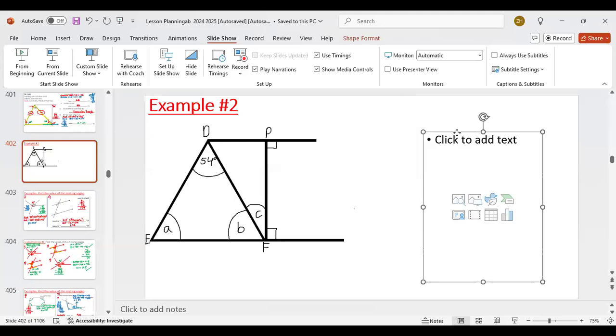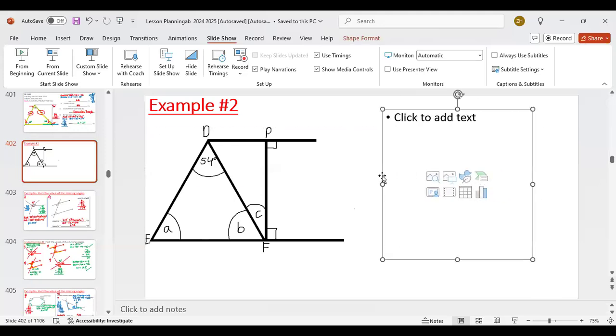First question number 1 says, write this down for me, please. It says, calculate the size of angle A. That's question number 1. Calculate the size of angle A. I already have the answer. The size of angle A is 63. Okay. All right.